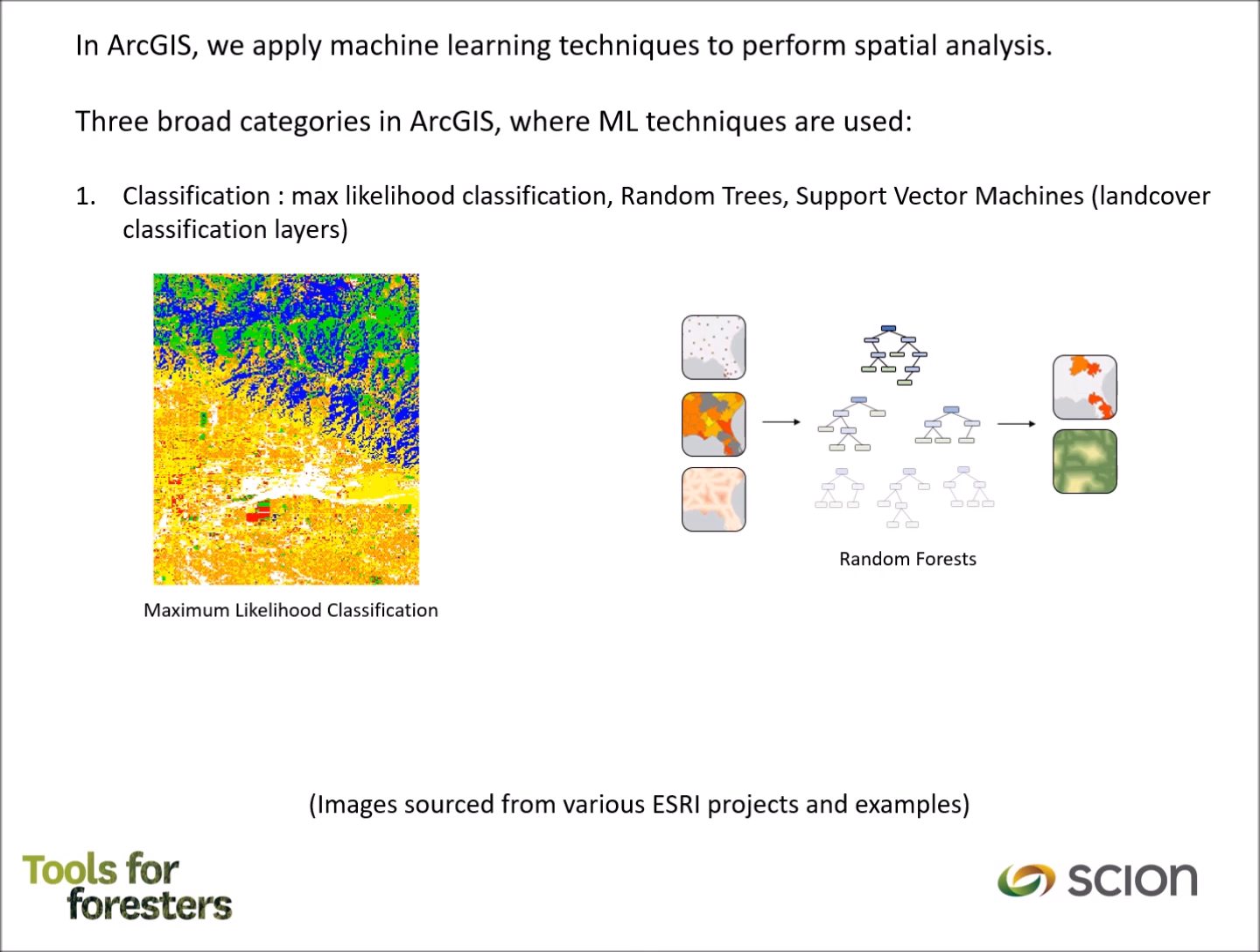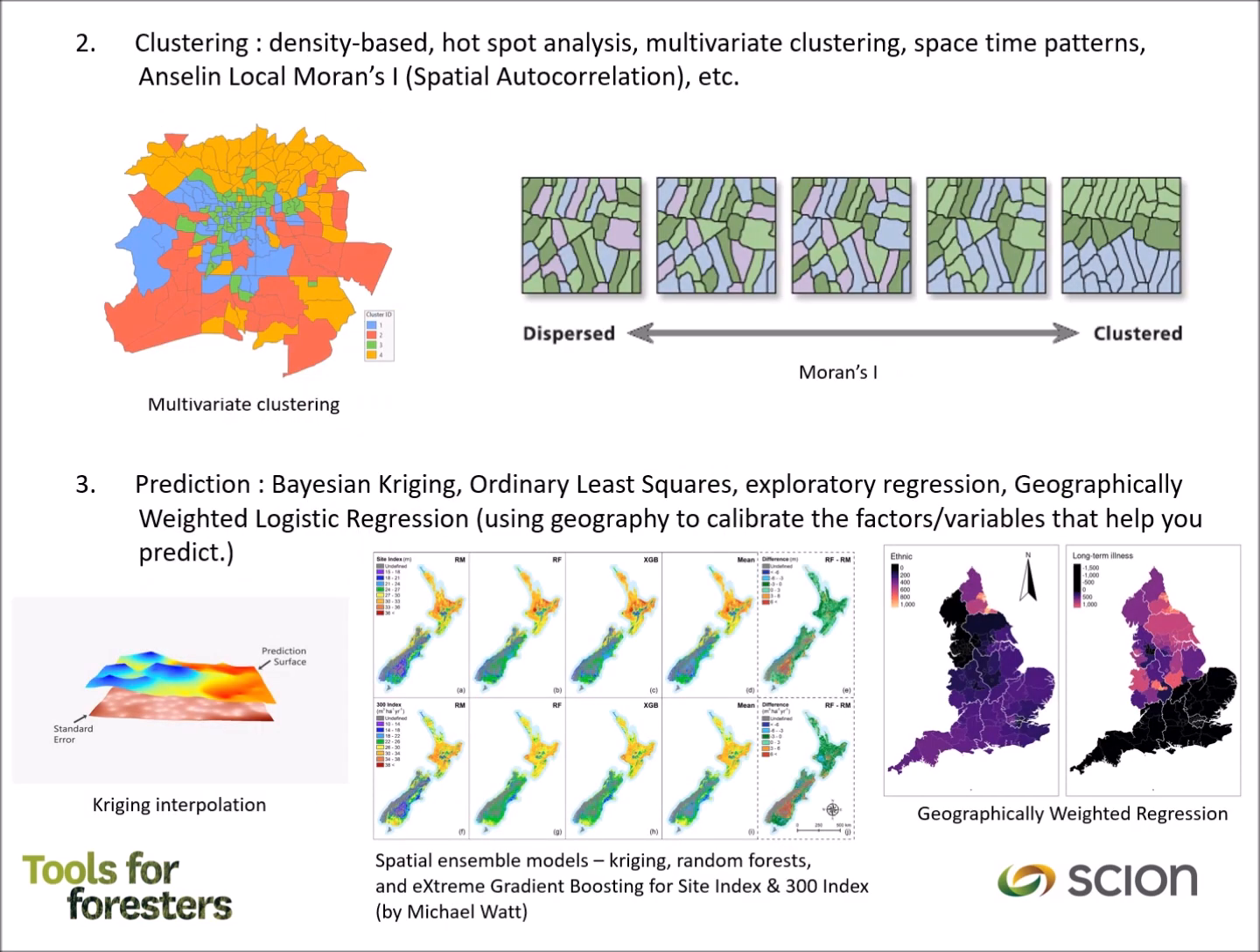Clustering, which includes hotspot analysis, multivariate clustering, space-time pattern mining, and Anselin Local Moran's I, which is an index of spatial autocorrelation, based on Tobler's first law of geography, where things close to each other are more similar than things that are further apart. The third one is prediction, which is one of my favorite forms of spatial analysis. You have your Bayesian kriging, ordinary least squares, geographically weighted logistic regression, wherein you're using geography to calibrate your factors and variables that have an influence on what you're trying to do.